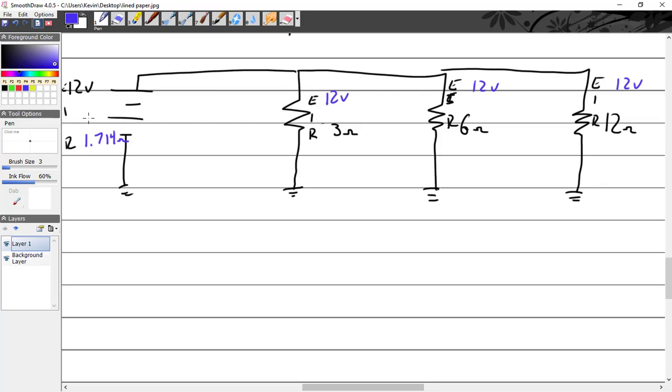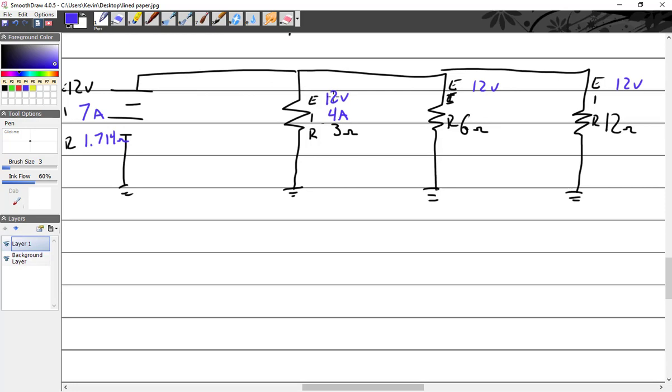Okay. Current. 12 divided by 1.714. 12 divided by 1.714 equals, what do you guys have? 7 amps. Well, I must have messed up. 12 divided by 1.714. There we go. 7. Want to call it 7 amps? So 7 amps, 7 amps, 7 amps? No. Okay. How many amps are here? 4 amps.